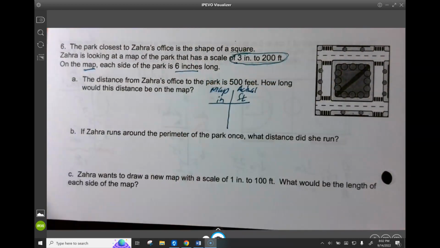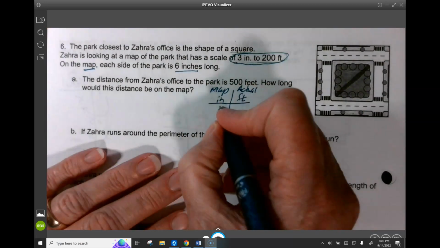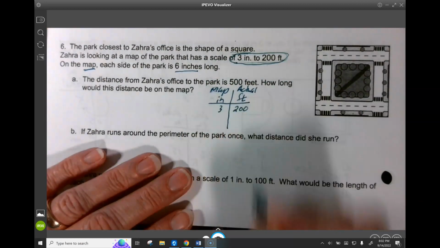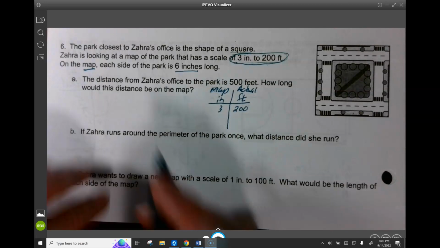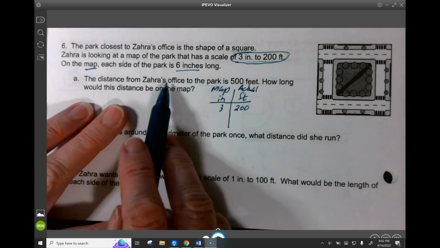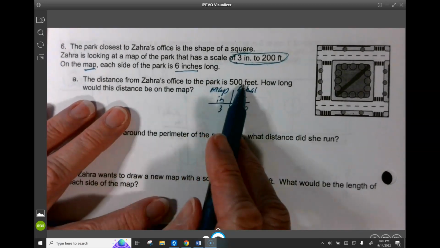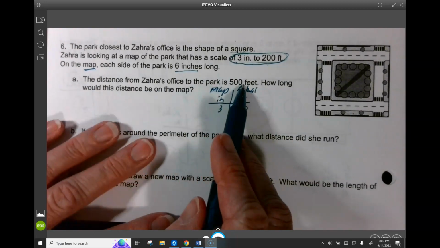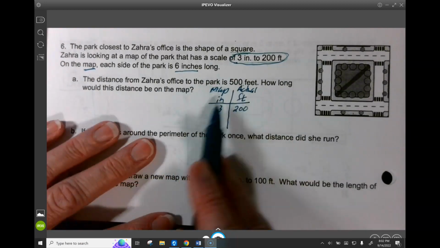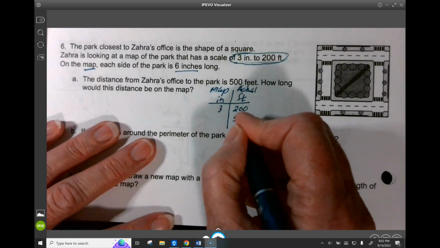It's an actual space, not an object. Okay, so I have 3 inches to 200 feet. Let's see what they're telling us. So now it says the distance from Zaira's office to the park is 500 feet. So is that actual or is that the drawing? 500 feet. Well, it's in feet, so it's 500.